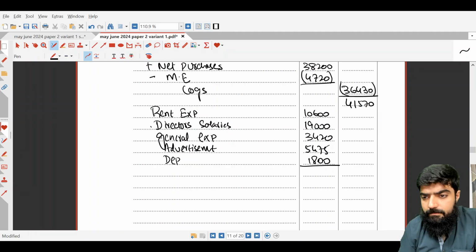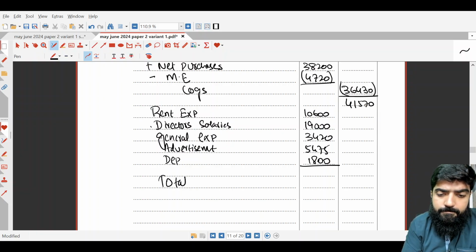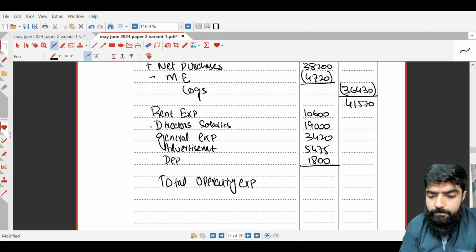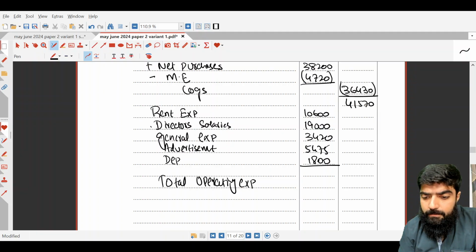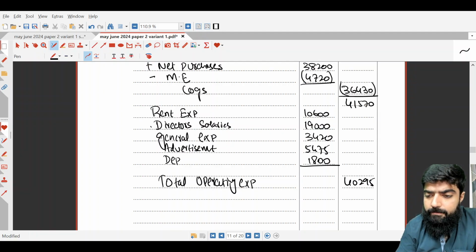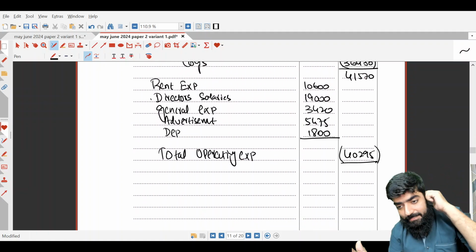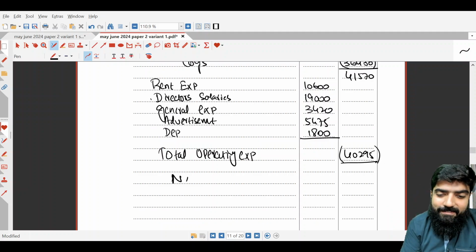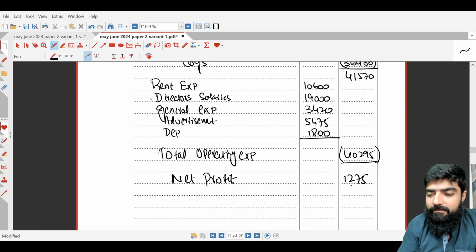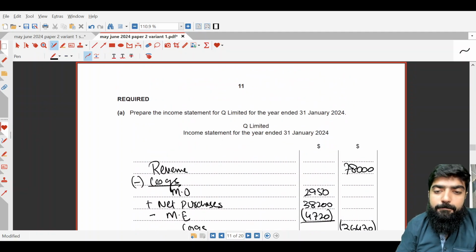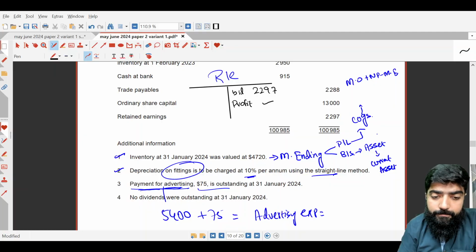So that will be 40,295. Oh my goodness, 40,295 when the gross profit was 41,570. It means almost all of the profit is eaten up by the operating expenses, right? Yeah, by the directors. So 1,275 is the profit for the year. 1,275 is the net profit. And obviously this net profit will be transferred to the retained earning now.